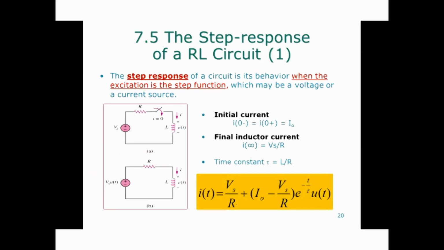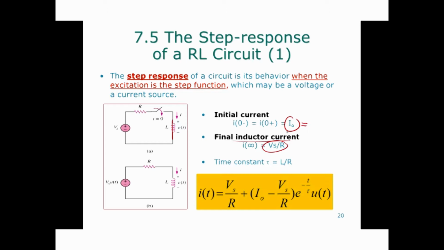Okay. So what about the RL circuit? It's the same thing as the RC circuit. You can derive things by looking at some initial current. Again, you want to find the initial current, and the final inductor current, I infinity. It's going to be Vs over R. Remember, because the inductor at the steady state becomes a short. So I0 is going to be, in this case, what?